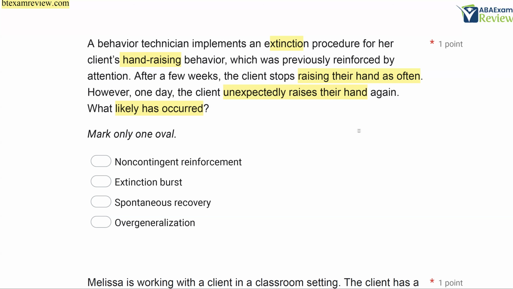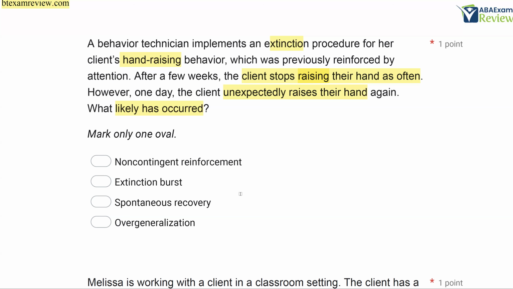What likely has occurred? A, non-contingent reinforcement. Non-contingent reinforcement, one, is a strategy, and two, there's no indication based on this information that that's taken place. There's a much better, simpler explanation for the emergence or reemergence of this behavior. Is it an extinction burst? Well, an extinction burst happens prior to that behavior decreasing. So the client stopping raising hands as often would have happened after the extinction burst.